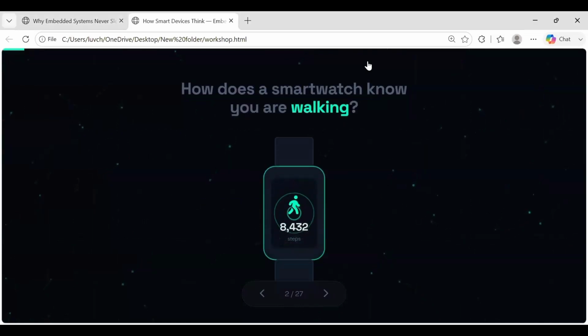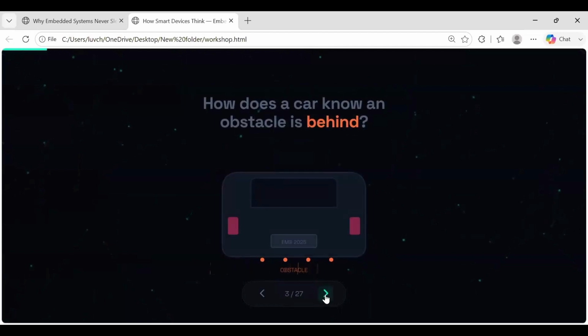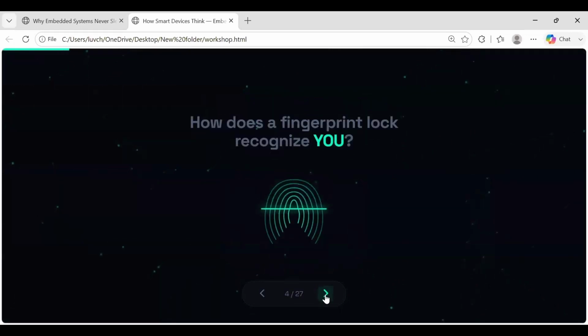How does a smartwatch know you are walking? Can anybody tell me how a smartwatch knows you are walking? Or how does a car know an obstacle is just behind? When you park a car and there is an obstacle behind, your car quickly recognizes it, right? Similarly, how does a fingerprint lock recognize you? Yes, this is the right authorized person, so your smartphone or any other lock will open. So these three questions are aligned in the same aspect.